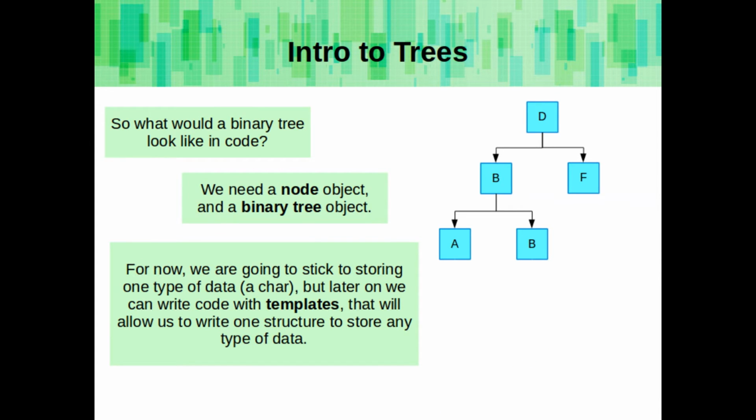So what would a binary tree look like in code? Well, we'd need a node object and a binary tree object. For now, we're just going to stick to storing one type of data, a character, but later on we can write code with templates that will be able to write one structure to store any type of data.